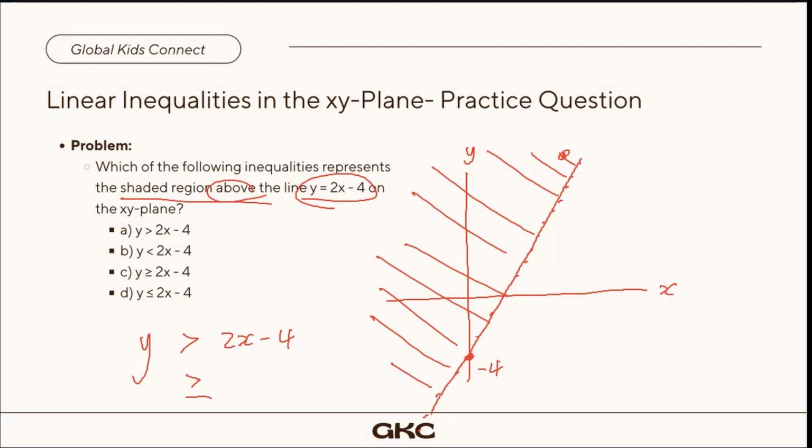And therefore, we can say that our final answer is this inequality. We'll check the multiple choice, and we can see that answer choice A is correct. Does anybody have any questions regarding this one? No, sir. No? Okay. Then I think we can move on.